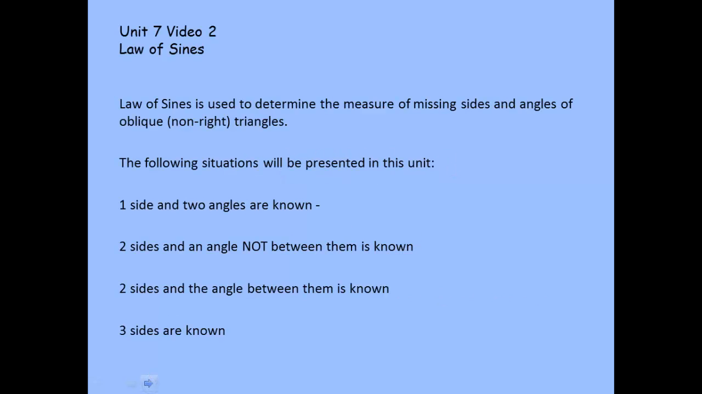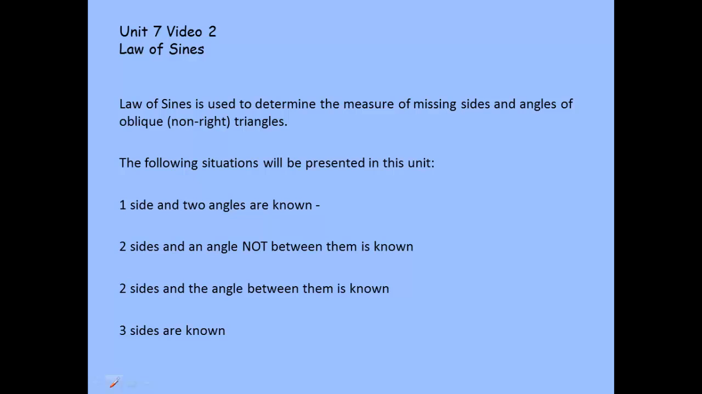So let's go ahead and start with what is the law of sines. The law of sines is used to determine the measures of missing sides and angles of an oblique triangle. An oblique triangle is a non-right triangle, so none of our angles are 90 degrees. Therefore, I'm not going to be concerned with where angle C is located and whether or not there's a hypotenuse, because it's not a right triangle. It doesn't share those qualities, those properties.